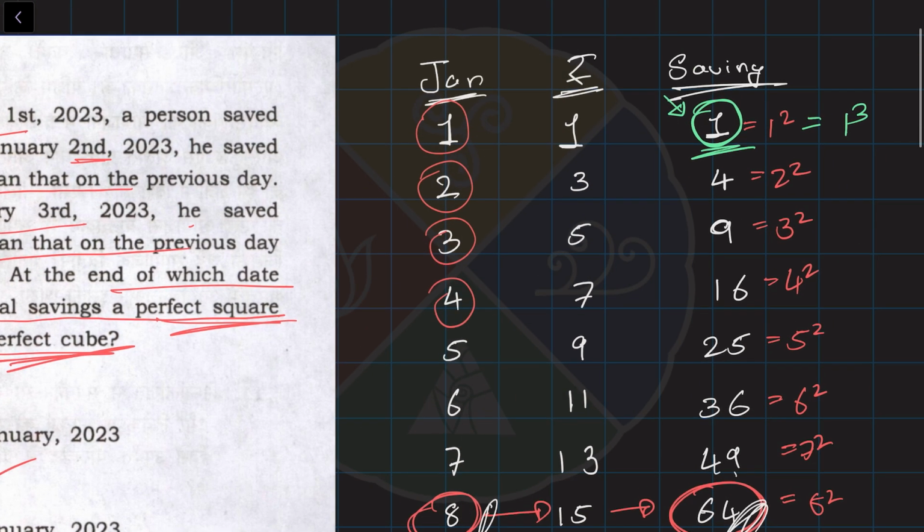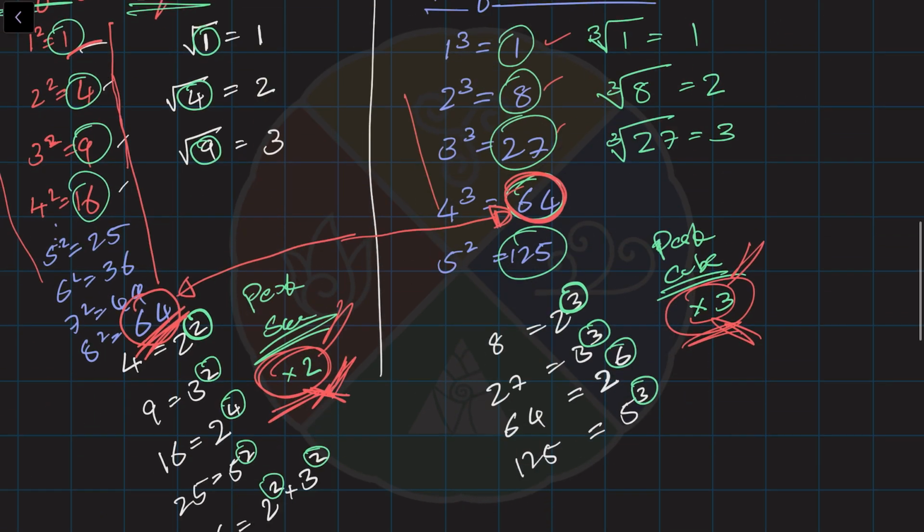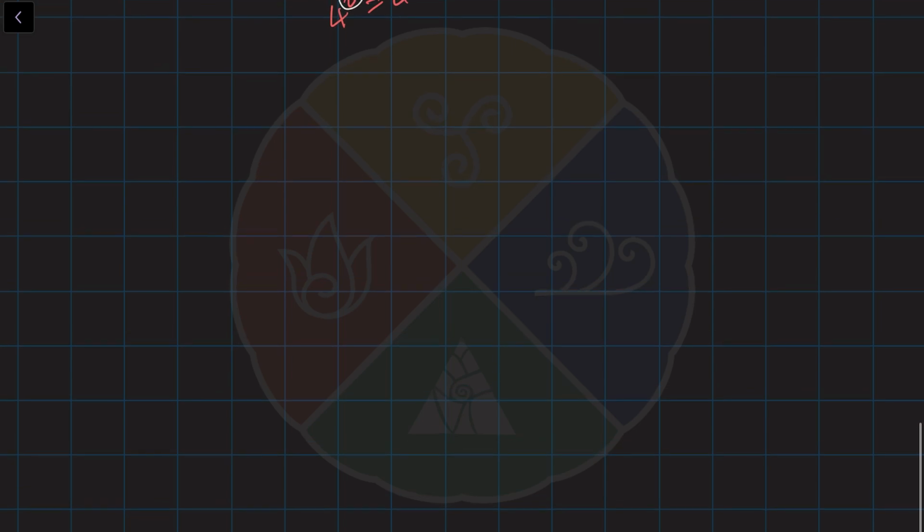Now one more method is there to find it. Instead of just adding all the numbers, we can also use the formula for finding the sum of an AP. In an AP, the sum of the first n terms is n by 2 into 2 into A1 plus n minus 1 into D, where D is the common difference and A1 is the starting term.